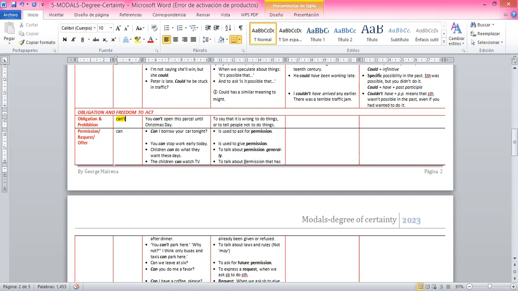We can use can in a positive way when we want to talk about permissions, requests, or offers. Let's see the first example. Can I borrow your car tonight? How would you answer that question if I asked you? Yeah, you can borrow. Look at the first question: Can I borrow your car tonight? I'm asking for permission to take your car tonight.